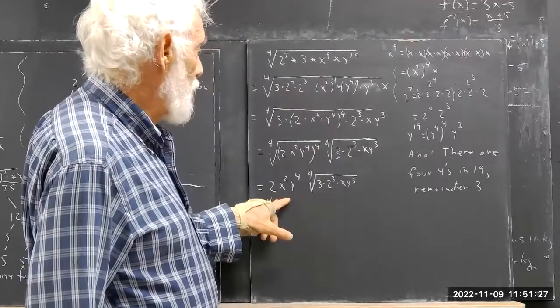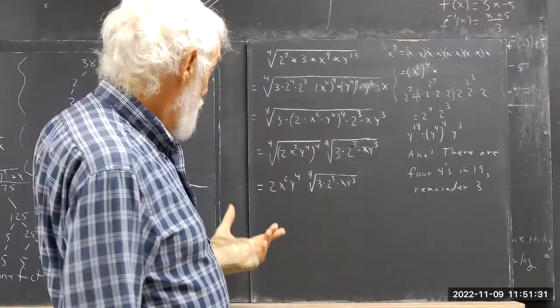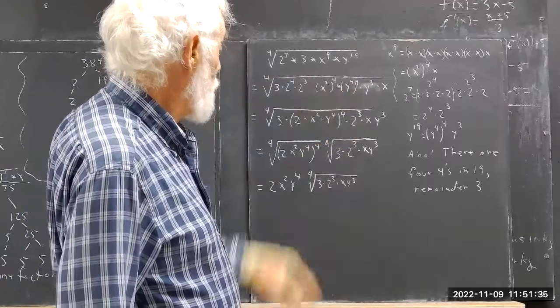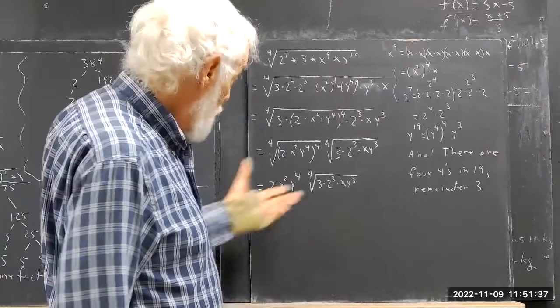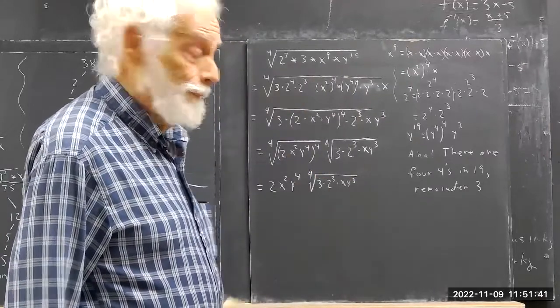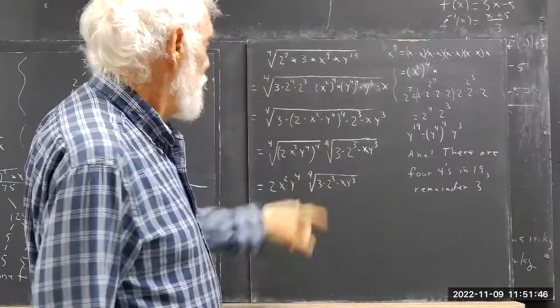I want to put this y to the 4th back in, it's got to be a y to the 16th. And a y to the 16th times a y to the 3rd is going to give me my y to the 19th. So everything checks out and the 3 is still there. Okay. So if I check this against this, with that insight, everything works out.